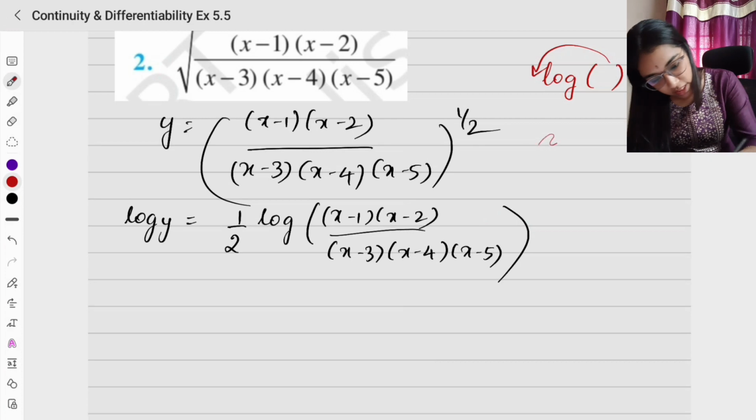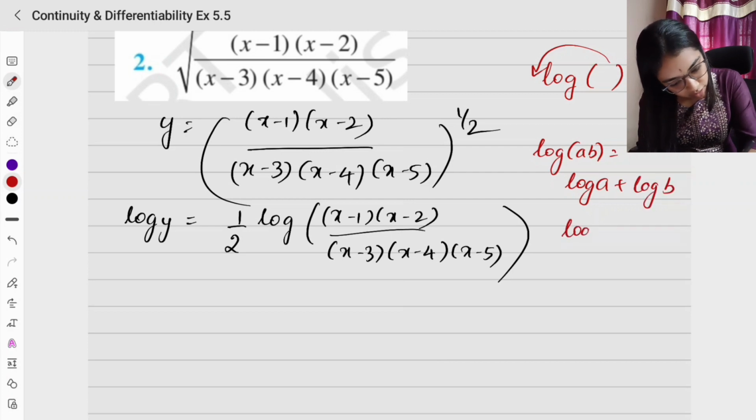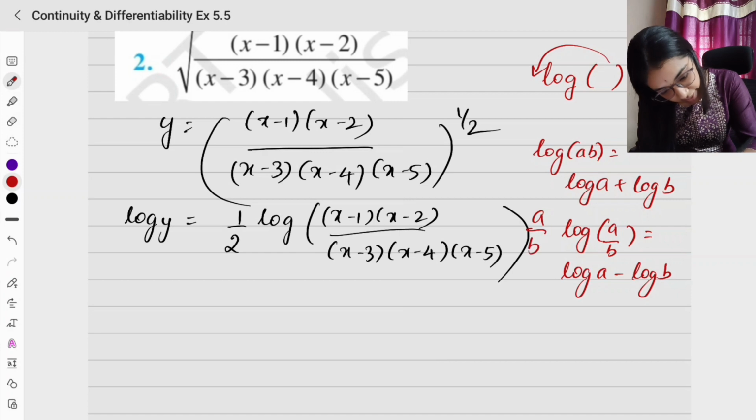Again, using the log function or the formula, log of AB is going to be the sum, log A plus log B. Then division, log of A by B is going to be the subtraction, log A minus log B. So using that here, this is A divided by B first.